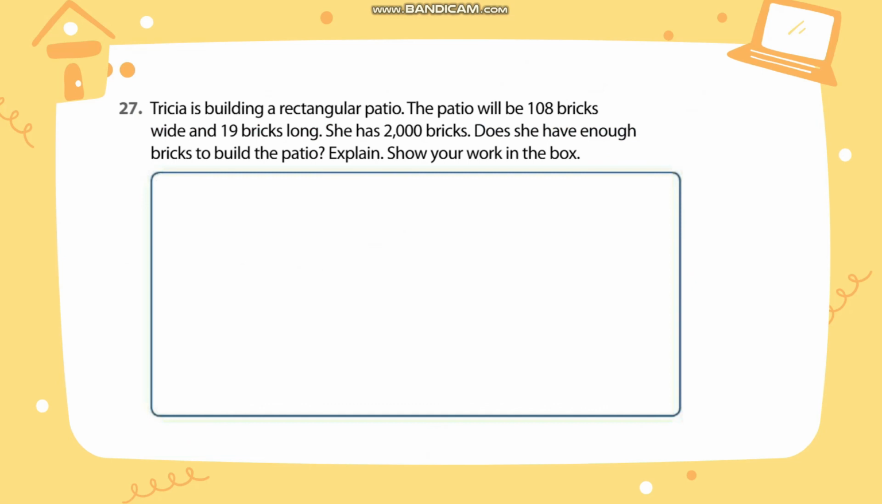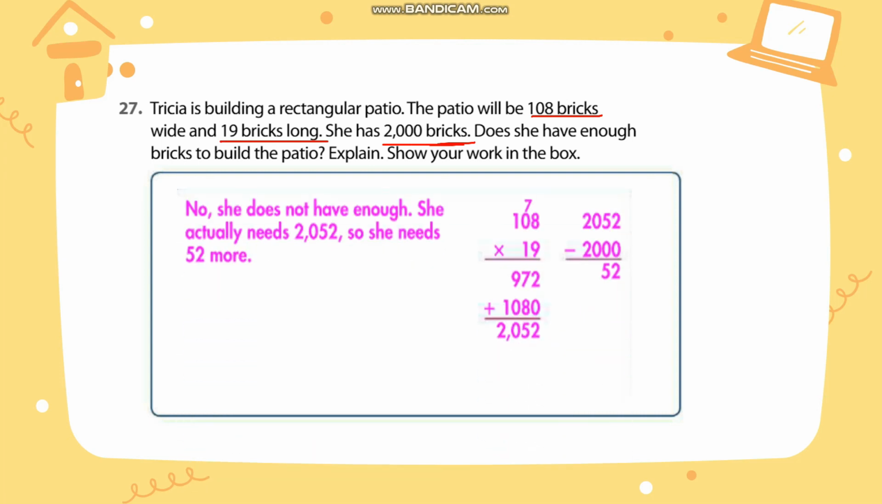Patricia is building a rectangular patio. The patio will be 108 bricks wide and 19 bricks long. She has 2,000 bricks. Does she have enough bricks to build the patio? Explain and show your work in the back. So the answer is no. Why? Because she does not have enough. She actually needs 2052. So she needs 52 more because 108 multiplied by 19.